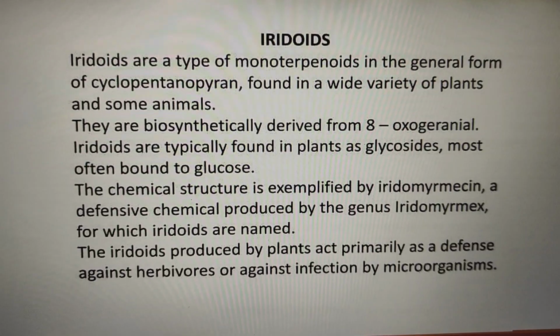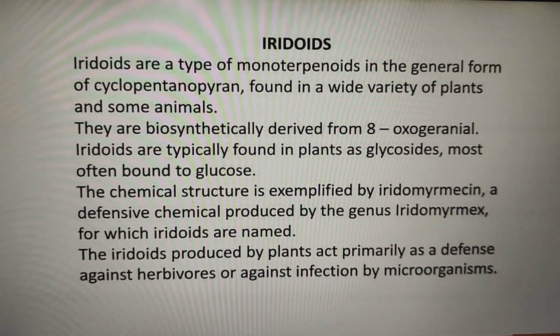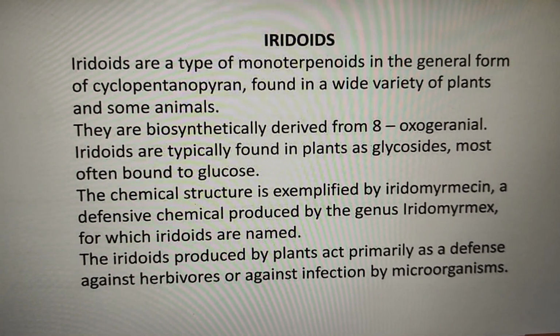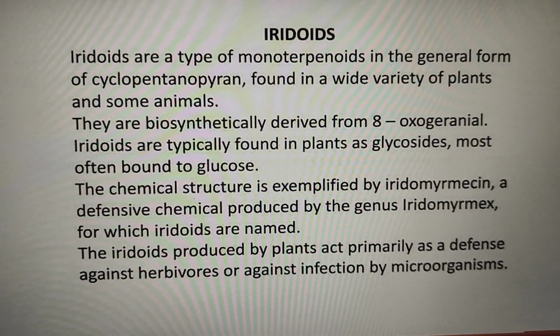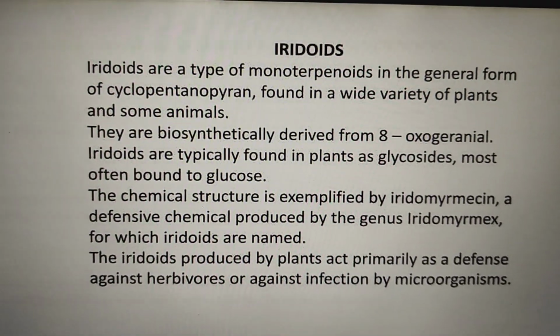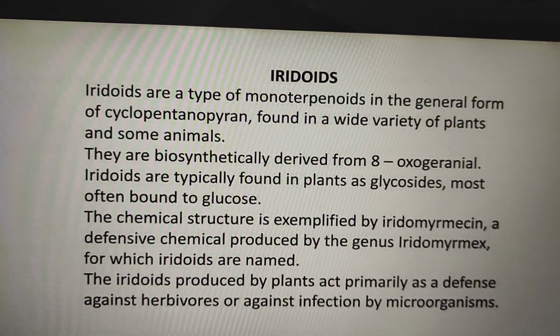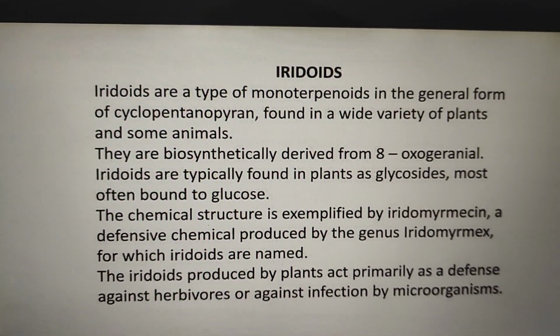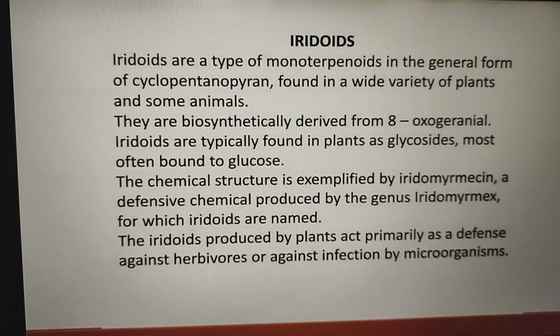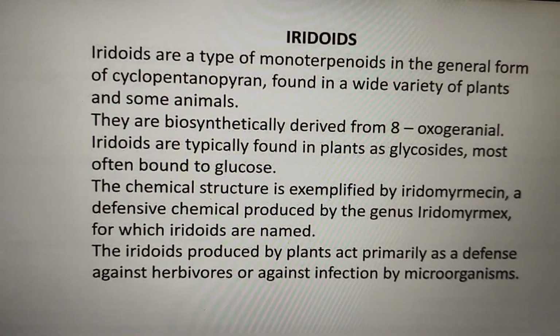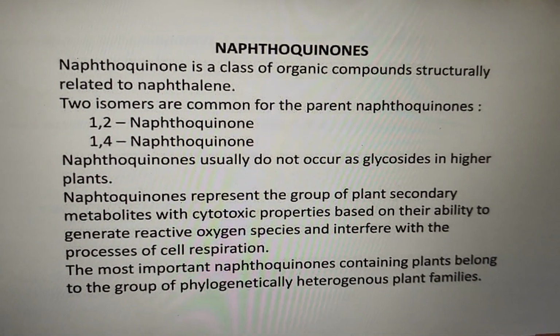It is biosynthetically obtained from iridodial, which is found in plants in the form of glycosides, and mostly they are bound to a glucose molecule. Chemical structures such as iridomyrmecin have a defensive mechanism, so it acts against herbivores or against infection by microorganisms.